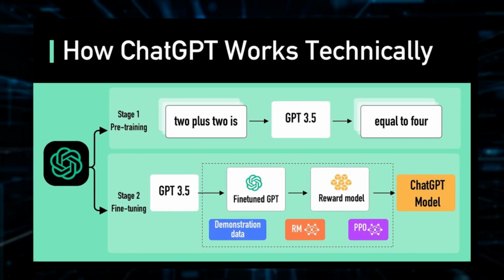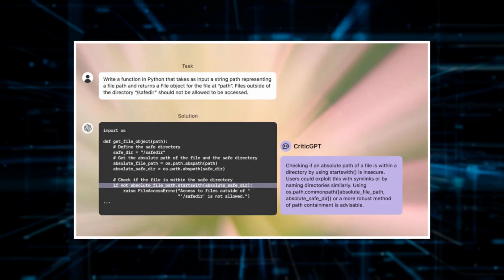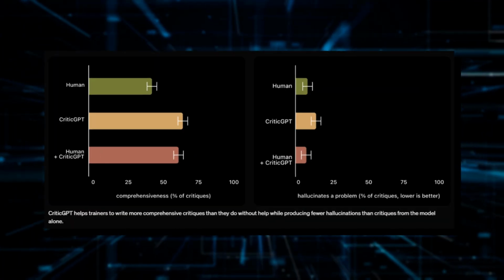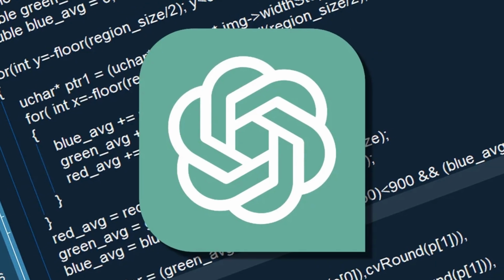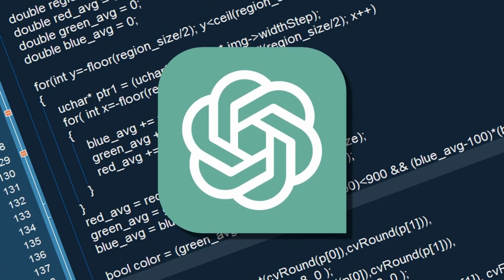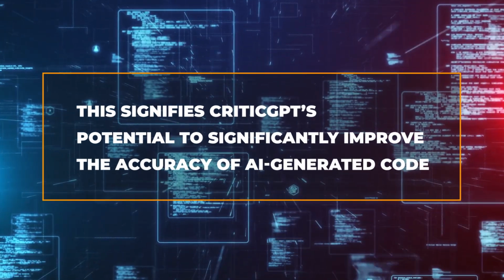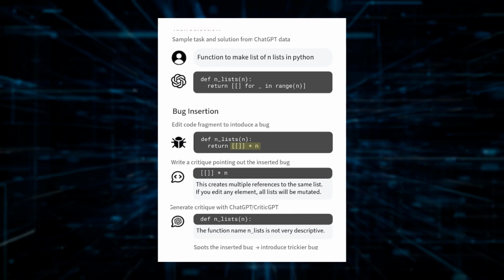Built using a similar architecture to ChatGPT, CriticGPT helps pinpoint and highlight inaccuracies in ChatGPT's responses, particularly for coding tasks. It acts like a second layer of review, catching errors potentially missed by humans. And the results are promising. Research by the developers suggests human reviewers using CriticGPT outperform those without it by 60% when evaluating ChatGPT's code. This signifies CriticGPT's potential to significantly improve the accuracy of AI-generated code by effectively identifying mistakes.